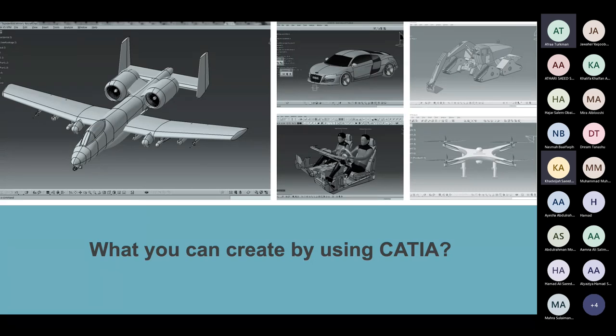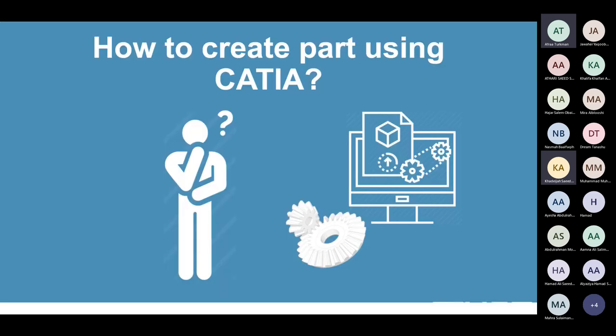And here are some demonstrative examples of what you can create by using CATIA software. You can model airplanes, cars, drones, cranes, and much more advanced applications. Any questions so far?